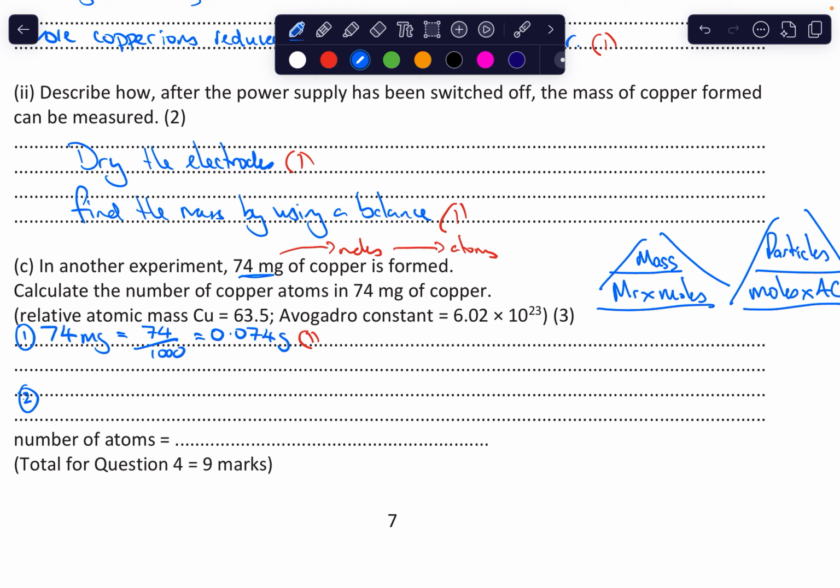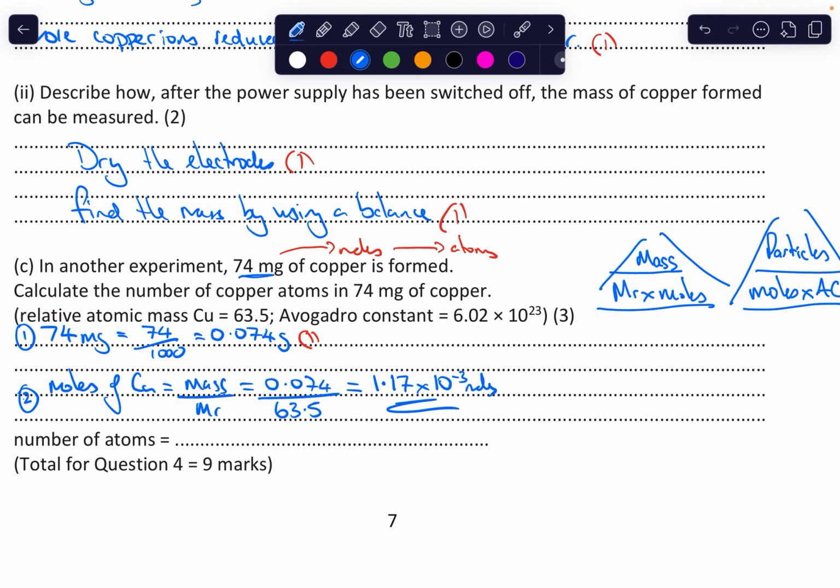Step 2 is now let's work out how many moles of this there are. So here I'm going to put moles of the copper, and according to my triangle here, moles is mass divided by Mr. So we have the mass divided by the Mr. The mass is this new number in grams, and then the Mr we're told in the question is 63.5. So divide that by 63.5, and that's given me 1.17 times 10 to the minus 3 moles.